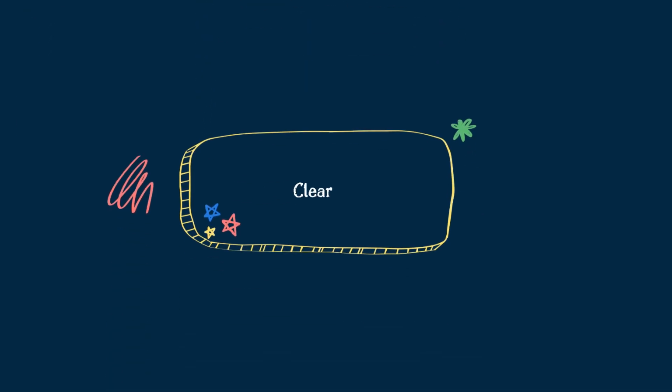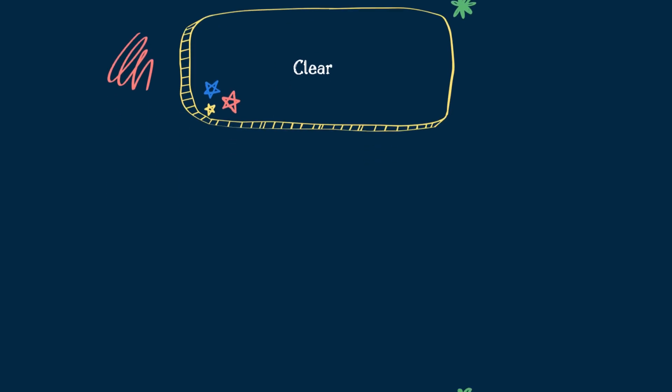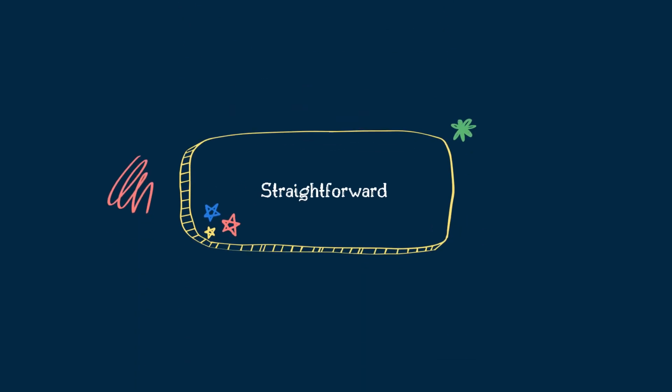So for the first characteristic, it must be clear. Technical writing presents information clearly, leaving little to no room for misunderstanding. It requires the use of clear and concise sentences. It must also be straightforward, meaning it requires relaying information in a way that is direct and straight to the point without the use of literary devices.